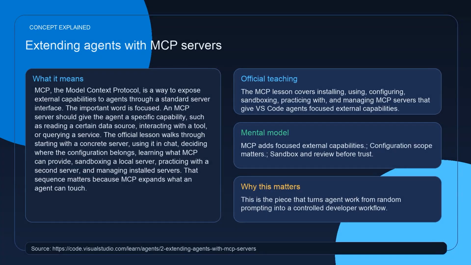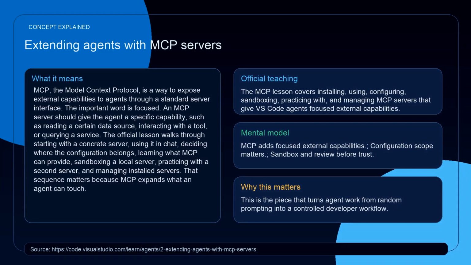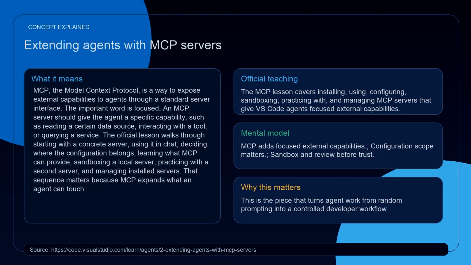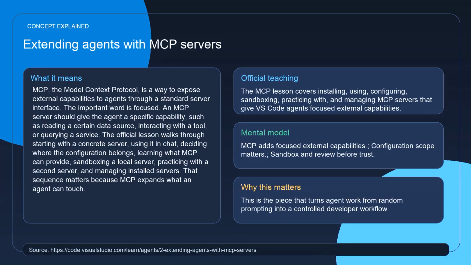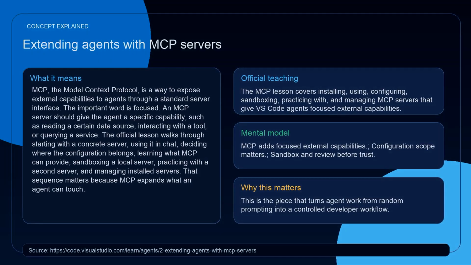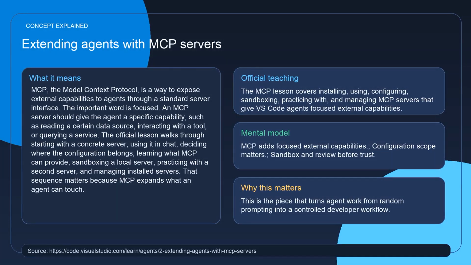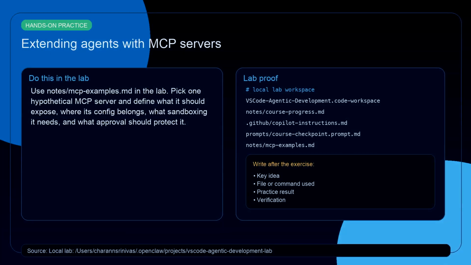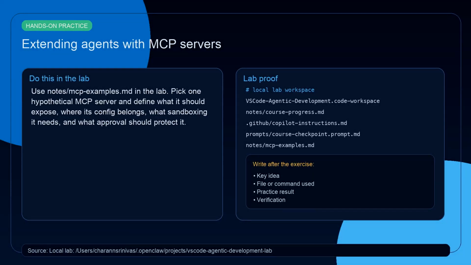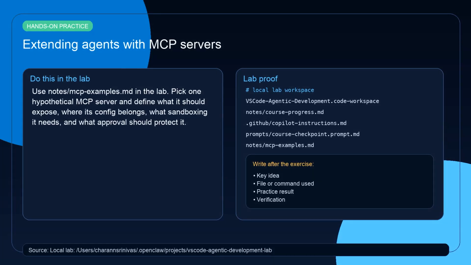An MCP server should give the agent a specific capability, such as reading a certain data source, interacting with a tool, or querying a service. The official lesson walks through starting with a concrete server, using it in chat, deciding where the configuration belongs, learning what MCP can provide, sandboxing a local server, practicing with a second server, and managing installed servers. That sequence matters because MCP expands what an agent can touch.